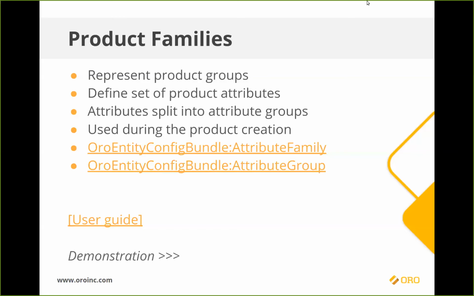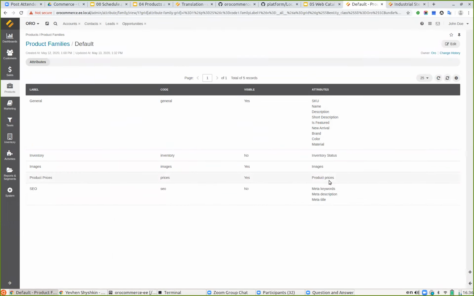Product families are managed from the management console. Here we have the product family section. We have only one family, and let's have a look at it. Here we have groups. These general, inventory, image, product prices, and SEO are just groups of product attributes, and they are actually called attribute groups. And here on the right side, we see the list of the attributes or list of the parameters which are used by the application, and they are grouped using the attribute groups.